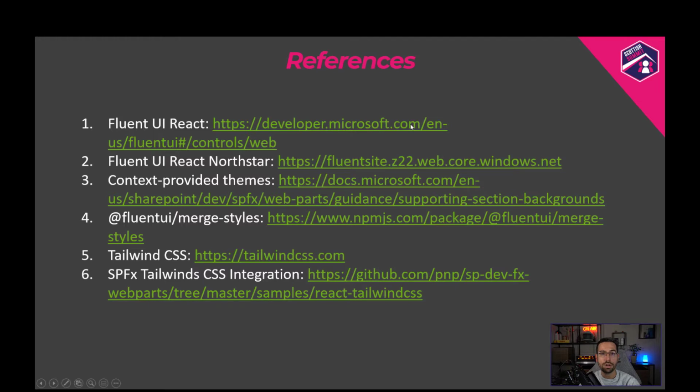In this slide, you are able to see some references like the Fluent UI React website, or the same for the Northstar implementation, the documentation about the context provider themes, the link to get information about the merge styles library, the website of Tailwind CSS, and the repository that contains the example of how to use Tailwind CSS inside SharePoint Framework.